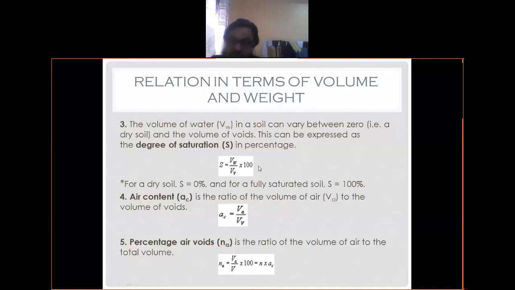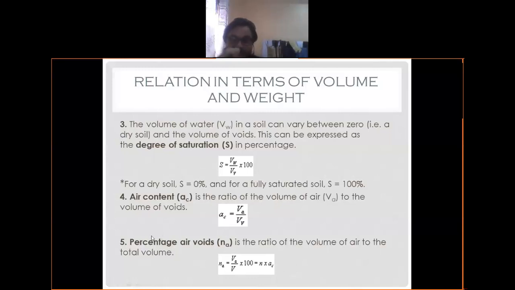Okay, now we can say for dry soil S equals 0 or 0%, and for fully saturated soil S equals 1 or 100%. So in some exam, or in viva also, you may be asked what is the range of S? What is the range of degree of saturation? You have to answer that S may vary from 0 to 1. It cannot be less than 0, and it cannot be more than 1. So I think it is clear to you.